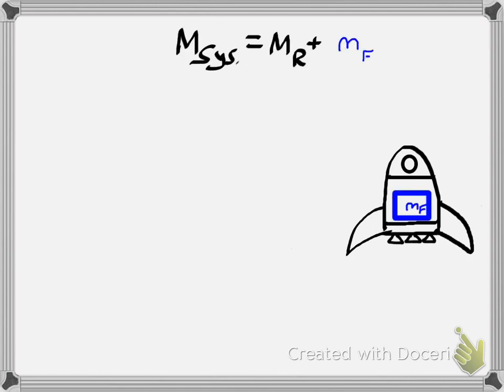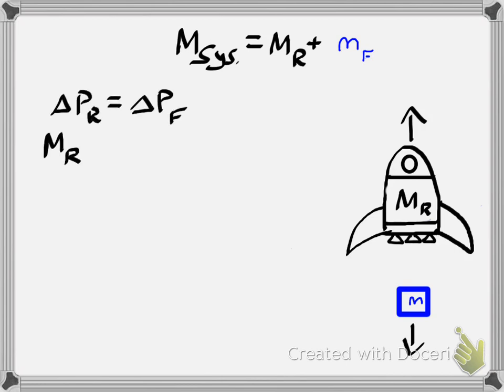Recall from our previous video that the system we defined is both the rocket and the fuel. So we have a separate mass for the rocket and a separate mass for the fuel. A rocket travels by having equal and opposite momentum on the mass of the rocket and the mass of the fuel. We can write those equal and opposite impulses as change in momentum. The mass of the rocket changes its velocity. And what's the impulse on the mass of the fuel?